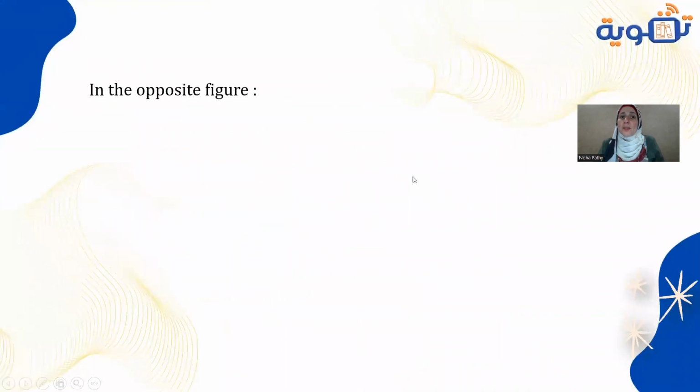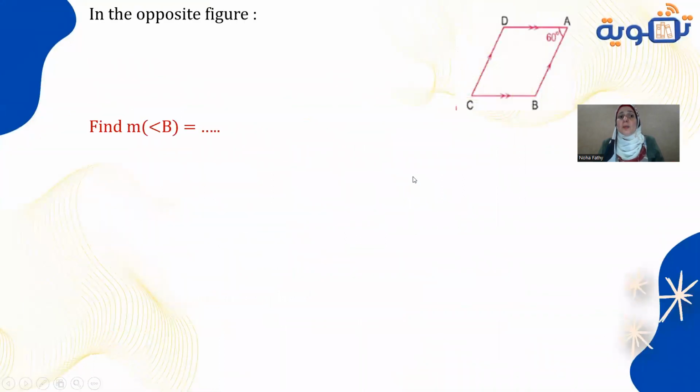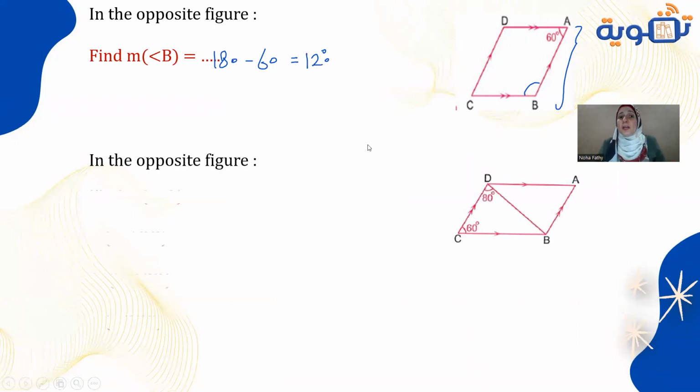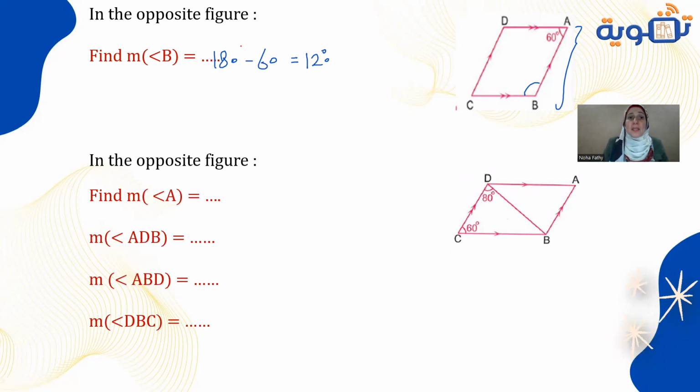If he asks me to find the measure of an angle, for example, the measure of angle B, ask yourself: is angle B consecutive with angle A or opposite? Of course, consecutive, because they are lying on the same line, AB. So I will write 180, the sum of two consecutive angles, minus 60 equals 120 degrees. So the measure of angle B is 120. In the opposite figure, I want the measure of angle A. Angle A is opposite to angle C, so they are equal in measure, 60 degrees.